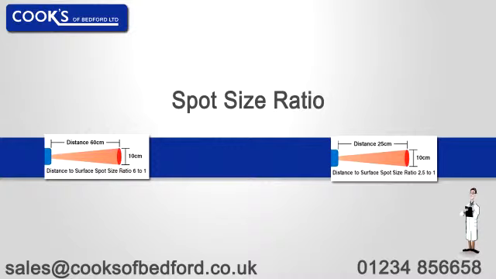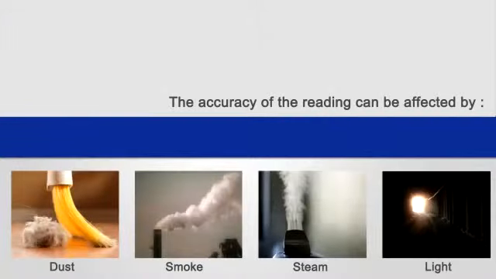Measurements should be made as near to the object as possible. The thermometer can measure at reasonable distances, but the accuracy of the reading can be affected by external sources such as dust, smoke, steam and even light. It has to be considered that when taking measurements from a distance, the surface spot size could include surface areas not intended to be measured.